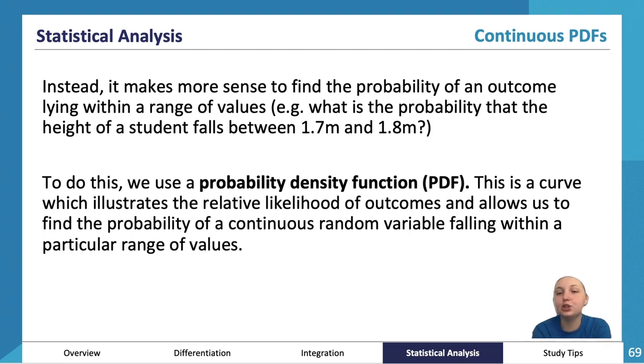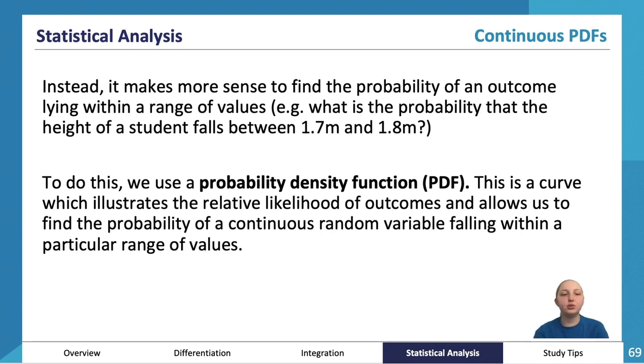So to do this, you will use probability density functions. A lot of people hate these, but once you get your head around them, they're not too tricky. So essentially, a probability density function, or a PDF, is a curve that helps us to see the relative likelihood of an outcome and allows us to find the probability of a continuous random variable falling within a particular range of values. So we could find the probability between 1.7 and 1.8, or between 1.7 and 1.72 if you wanted to. So you can find all different types of probabilities.